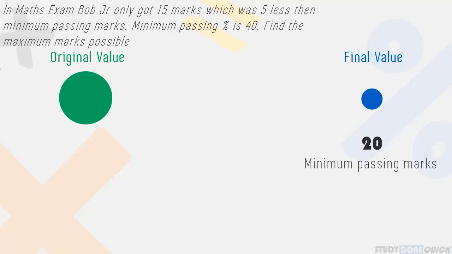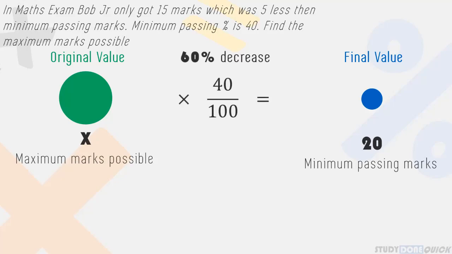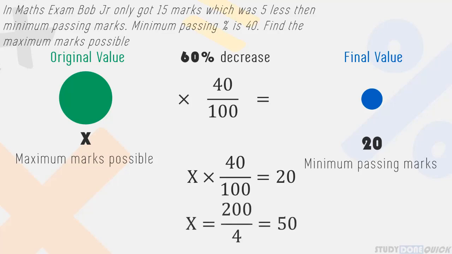So let's assume it to be x for now. And we know that the minimum passing percent is 40, or 40 by 100 of x, and 40% of x is 20. So we will simply solve for x and we find that x is 50. So many times actual calculations are easy, but it all depends on understanding and breaking down the problem and figuring out the values.